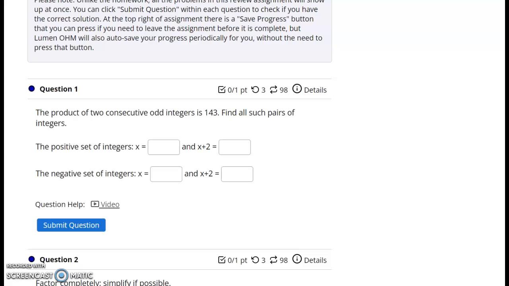This is the Math 990 Module 6 review. First, we're going to take a look at this problem number 1.